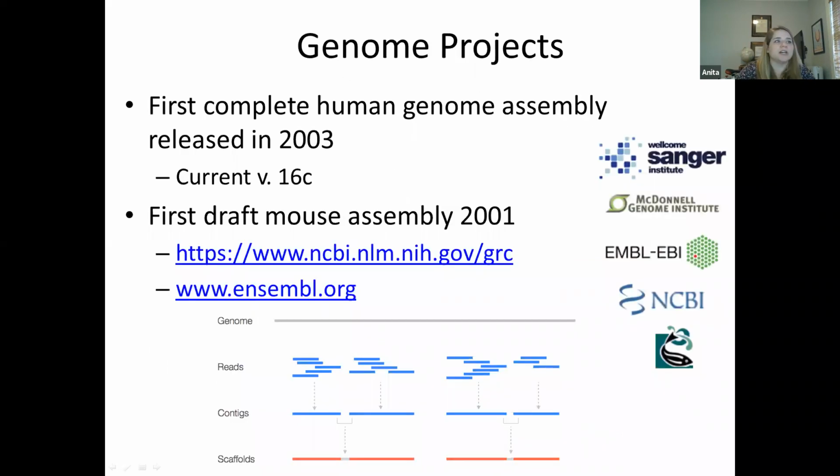So there are a bunch of different genome projects that are trying to sequence the entire genome of different organisms. Of course, just to give you some background information, the first complete human genome assembly was released in 2003. Currently, they're on version 16C. The first draft mouse assembly was in 2001. I think I have later in the slides, I think they're on something like release 38 or something like this. You can find all of the information on these different websites. This is also a huge international collaboration across these different institutes.